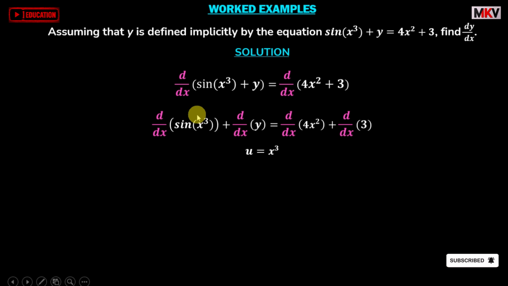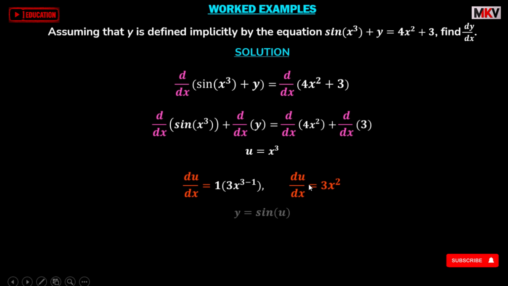We first tackle sine of x cubed. We replace x cubed with u, which means we are applying the chain rule to this part. After that, we differentiate it. The derivative of x cubed is 3x squared. Then we differentiate sine u. We make y equal to sine u, and differentiate y with respect to u. So dy/du is equal to cos u, since the derivative of sine is cos.